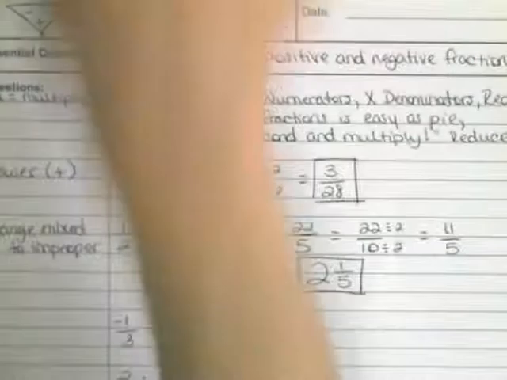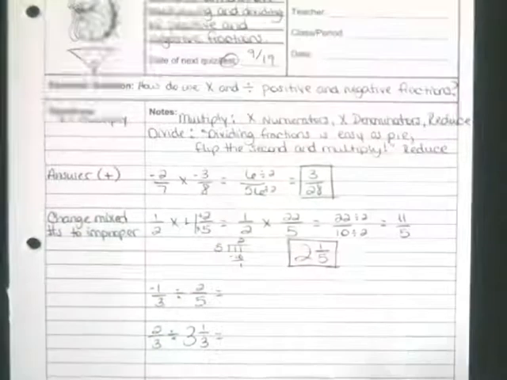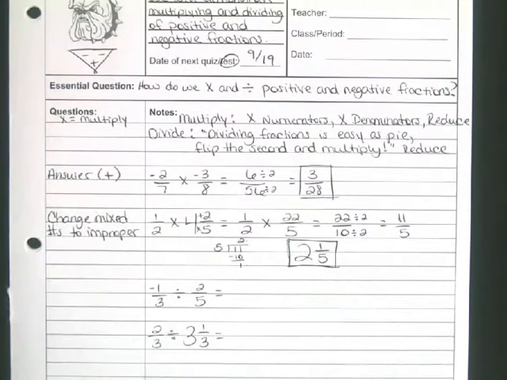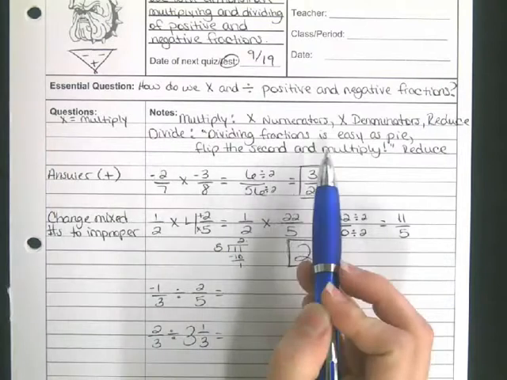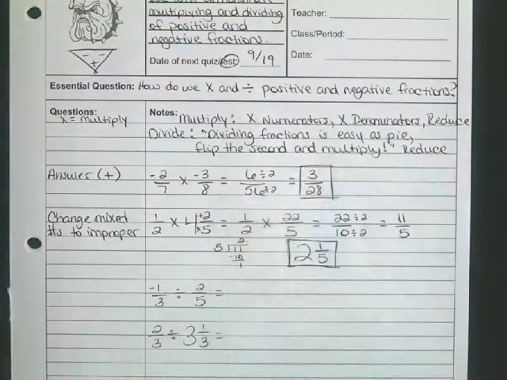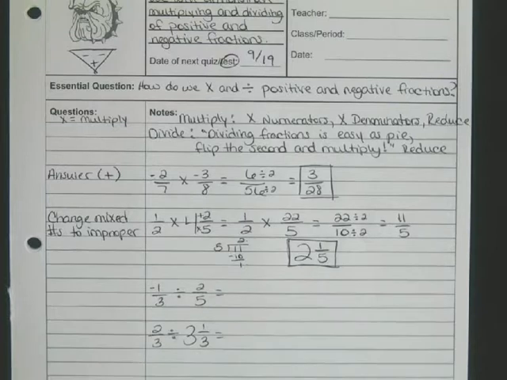Whenever we divide fractions, there's kind of a fun saying that I want you to remember. It says, dividing fractions is easy as pie, flip the second and multiply. Dividing fractions is easy as pie, flip the second and multiply. And of course you have to reduce your answer. So let's go ahead and try that.